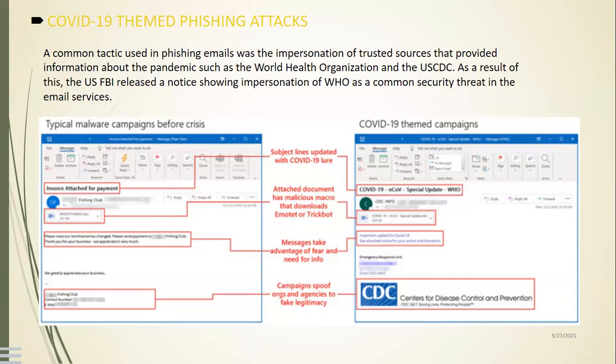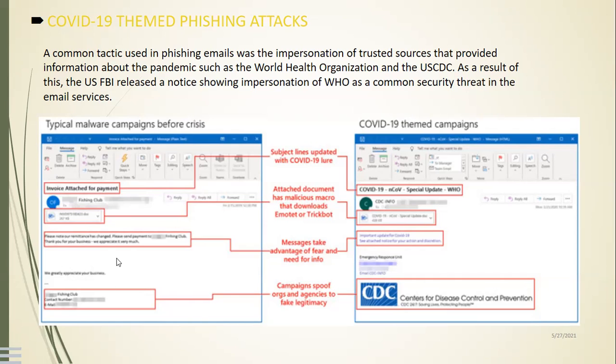The thing about these hackers is they are very well up to date. They know what's going on. They know what's trending, so they tailor their attacks to fit the current state of what is happening in the world. Before, you can see there was no COVID-19 information here. There was nothing about the CDC.